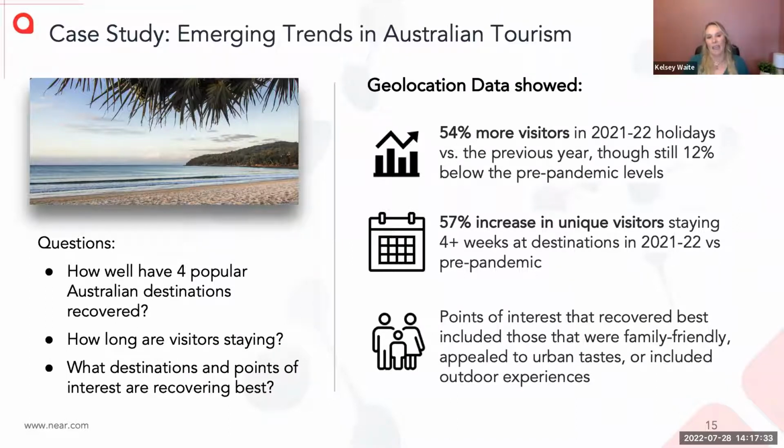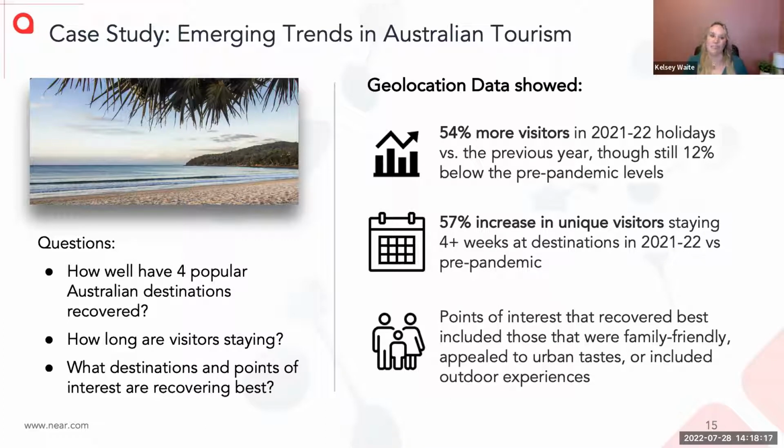So the questions that we asked and tried to find the answers for were, how well have the 4 destinations recovered from the pandemic? How long are visitors staying? And what destinations and points of interest are recovering best after 2020? With the data, we were able to see that 54% more visitors stayed in those locations in 2021 versus 2020, even though it was 12% below pre-pandemic levels. So we weren't seeing what we saw in 2019, but we were seeing a huge increase over 2020.